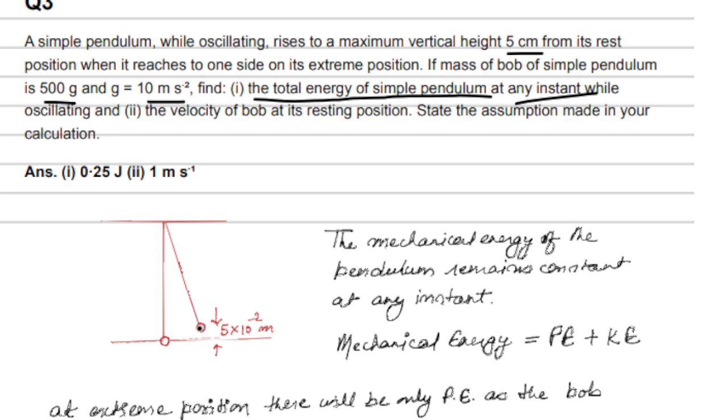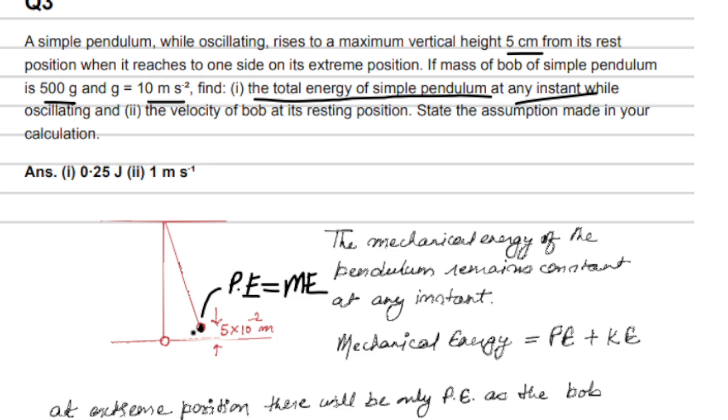So if you see, at the extreme, we will only have potential energy. It will be having speed like this, but when it reaches the stop, it will slow down, slow down, and the kinetic energy will be zero, because the entire kinetic energy has now been converted into potential energy. So here, whatever potential energy we have is equal to the mechanical energy, right?